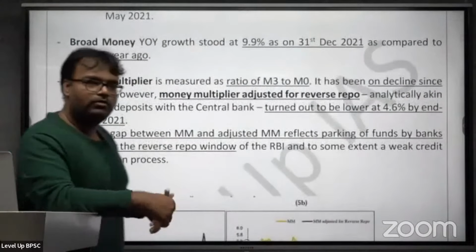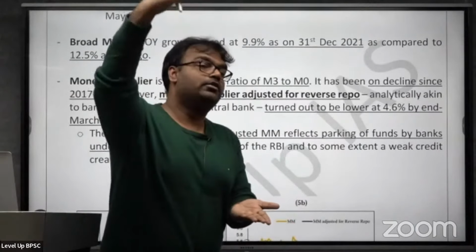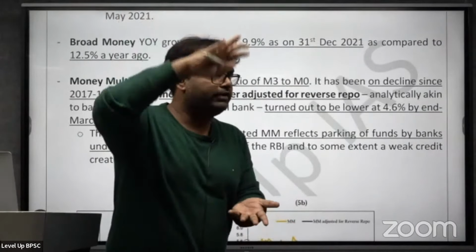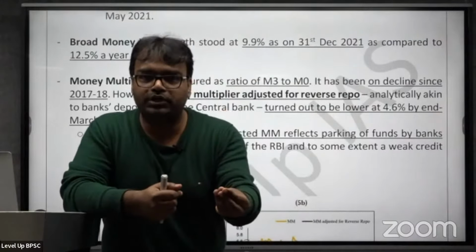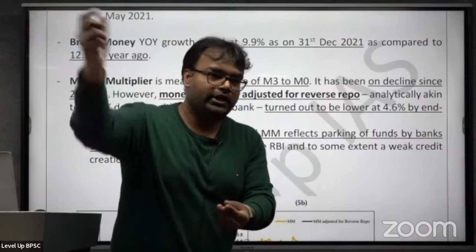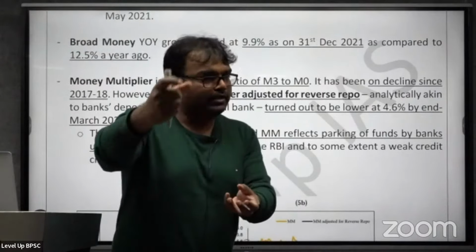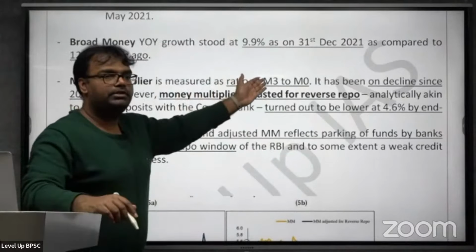Money multiplier: how much broad money will be created from reserve money? So broad money divided by reserve money is the money multiplier. If RBI introduces 100 rupees in the economy, how much does the money supply become? It will be decided by the money multiplier effect. So what is the money multiplier? It is the ratio of M3 to M0.